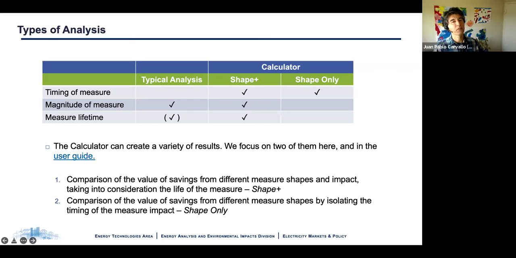The shape only analysis is quite interesting. It essentially responds to the idea of, if I had 1 kilowatt hour of savings and I spread it over the year with a certain timing, what would be more valuable in terms of comparing measures? And so the shape only analysis allows you to compare measures on an equal basis, which could be a very important tool to create portfolios or to design programs. In the next couple of slides, I will show how these work in reality.